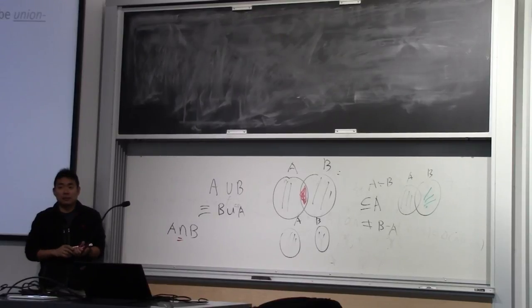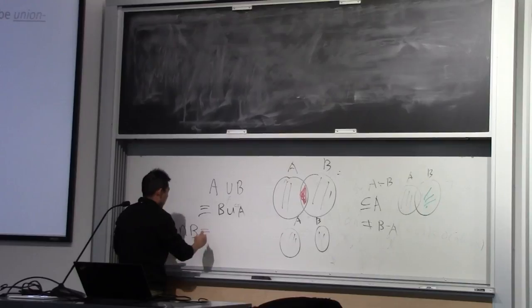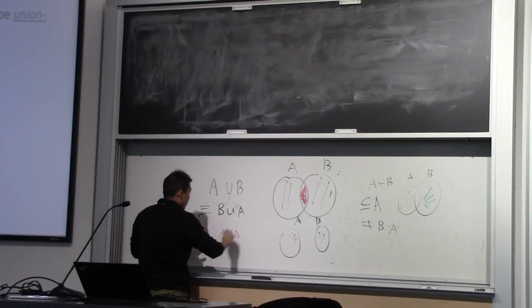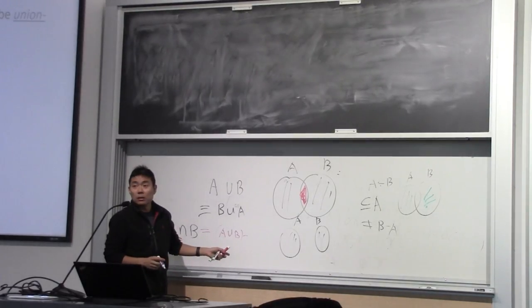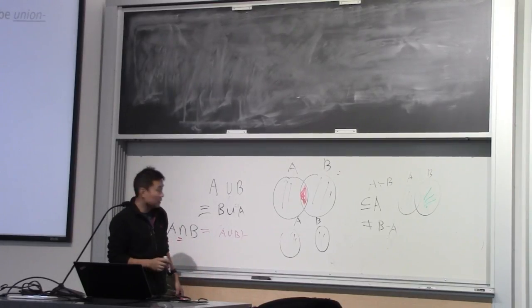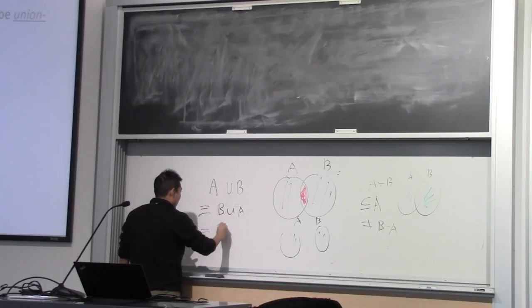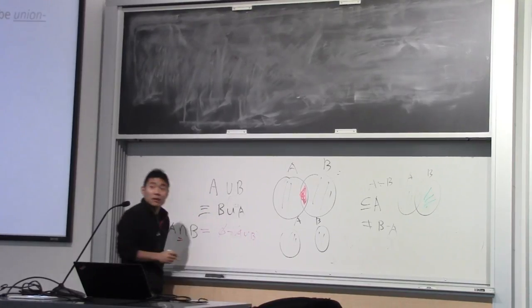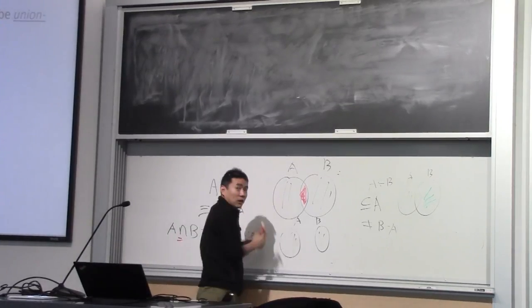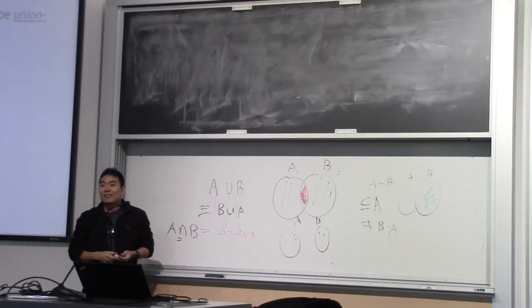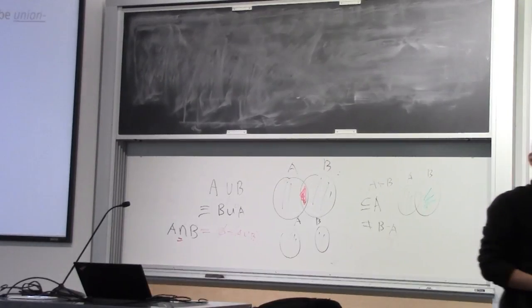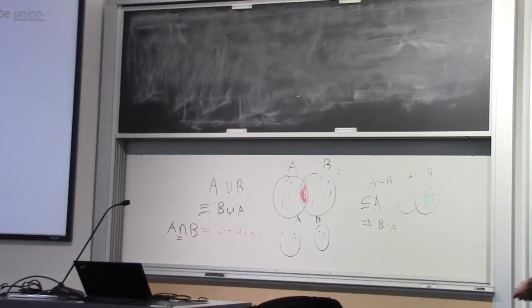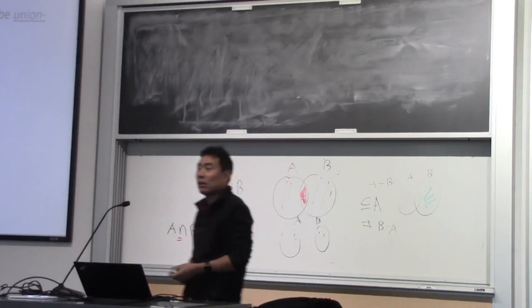Go ahead. So it'd be A union B minus... empty set? Let's think about it. A union B gives you the whole thing. Empty minus that, what do you get? You are saying what's outside the universe? Nobody knows the answer to that. It's not well defined.